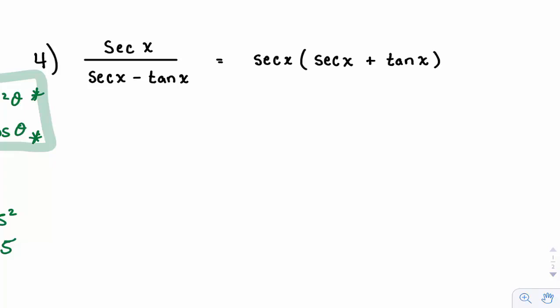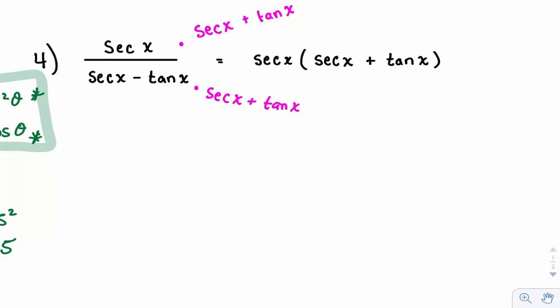This would be a prime example where everyone's just, oh, let me change everything to sine and cosine. Again, there are other ways to do these problems. For example, multiply by the conjugate. When you see a binomial in the form a plus b or a minus b, which this is in the form a minus b, multiply by its conjugate. So that's going to be secant x plus tangent x, and secant x plus tangent x.